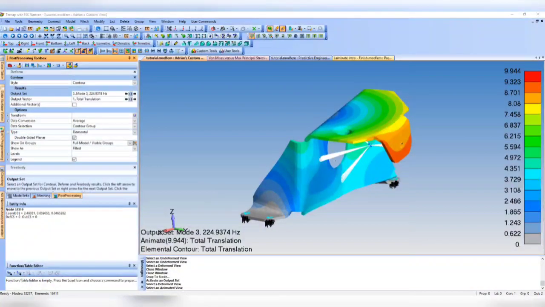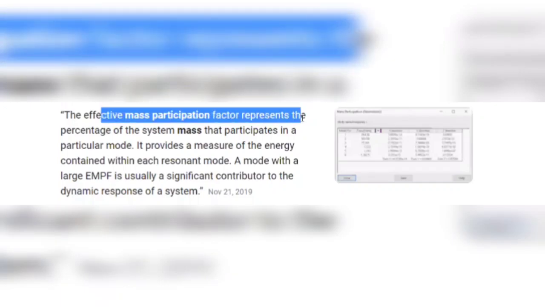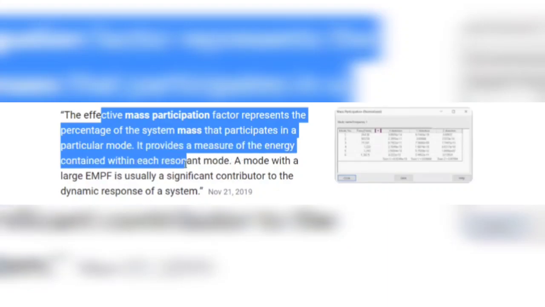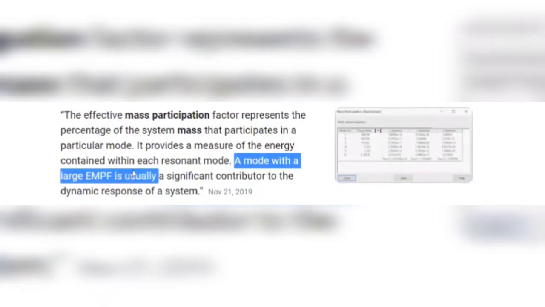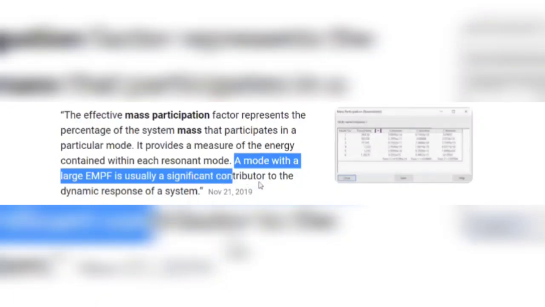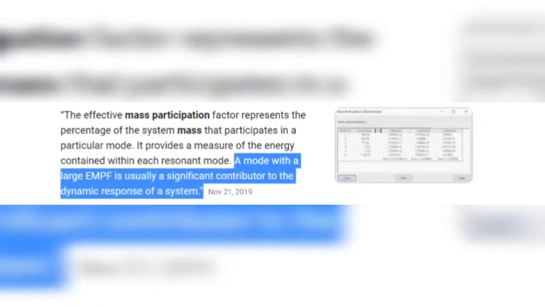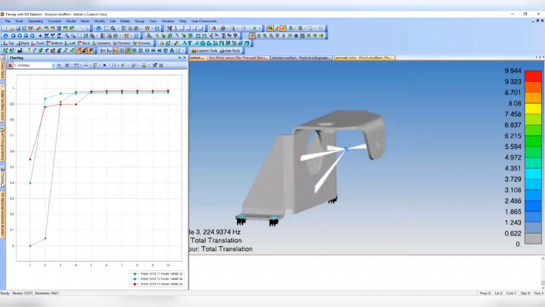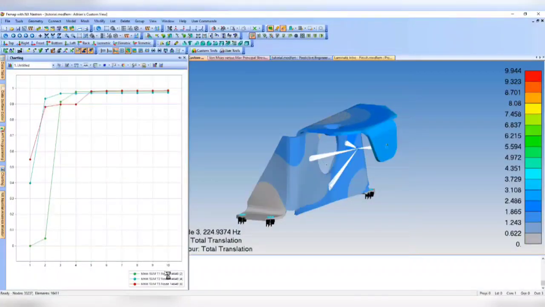That's where we need to start talking about the effective modal mass participation factor. What that essentially represents is the percentage of the system mass that participates in a particular mode. It provides a measure of the energy contained within each resonant mode. A mode with a large effective modal mass participation factor is usually a significant contributor to the dynamic response of a system. So what does all that mean? Let me explain.